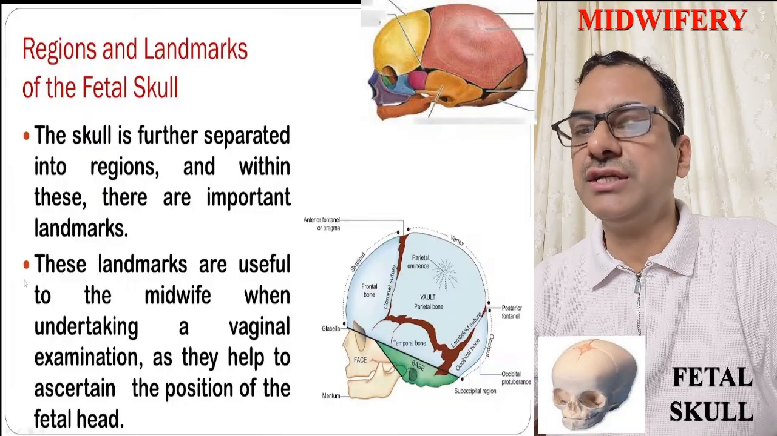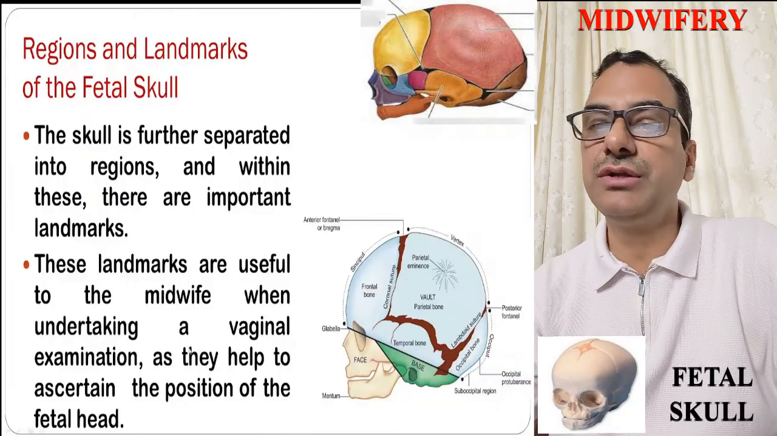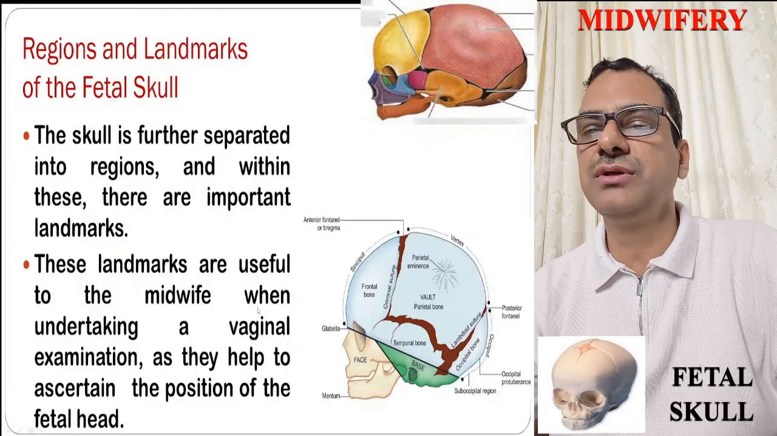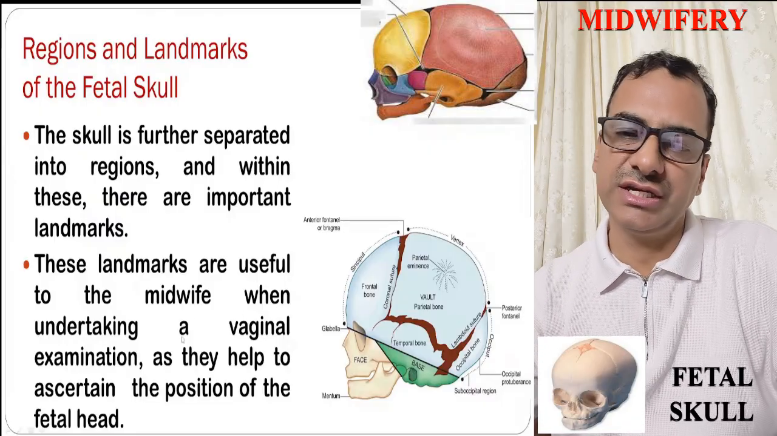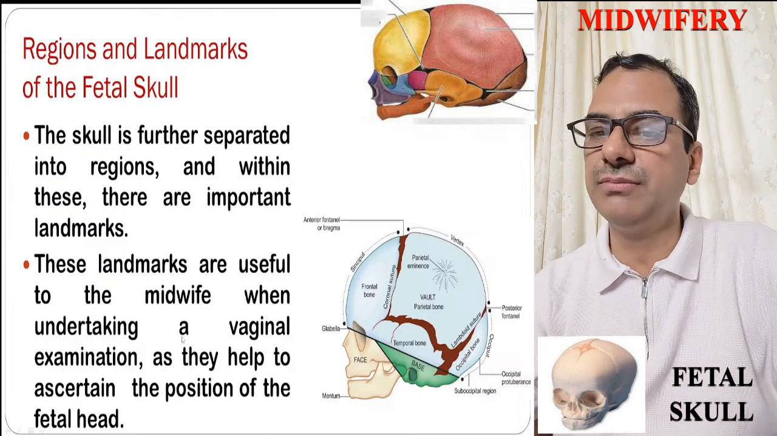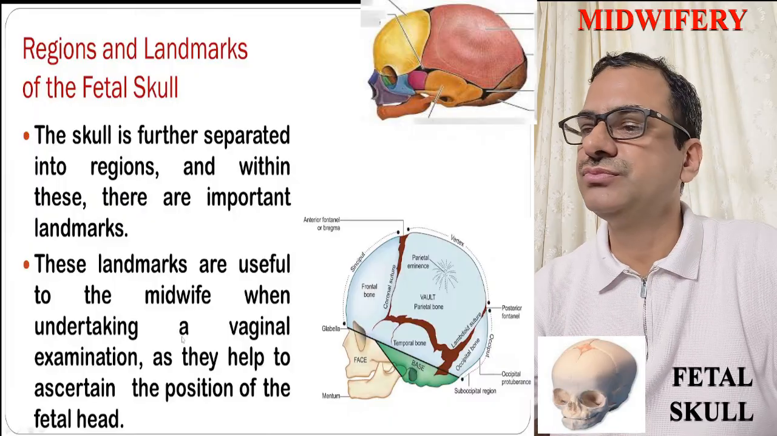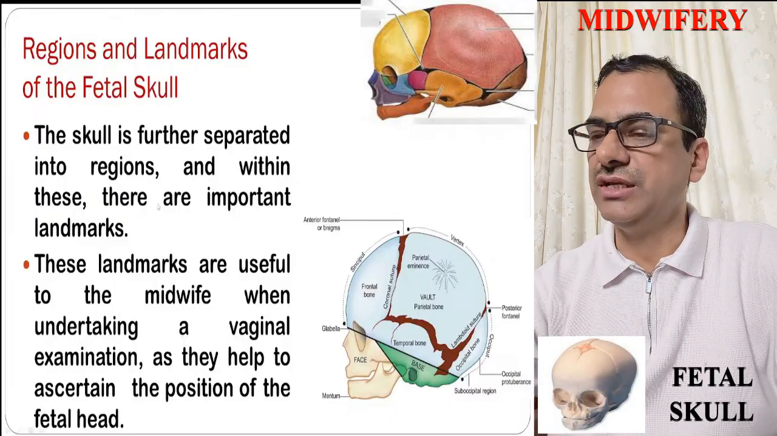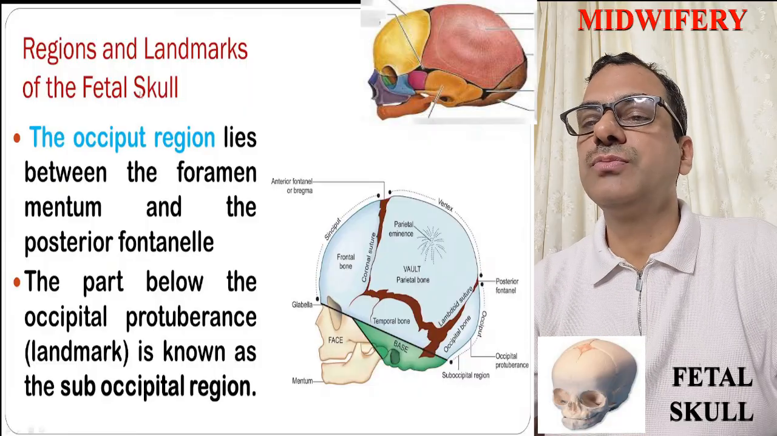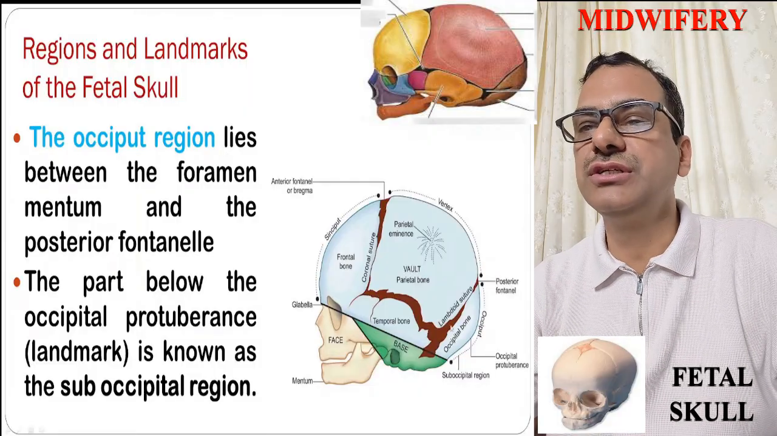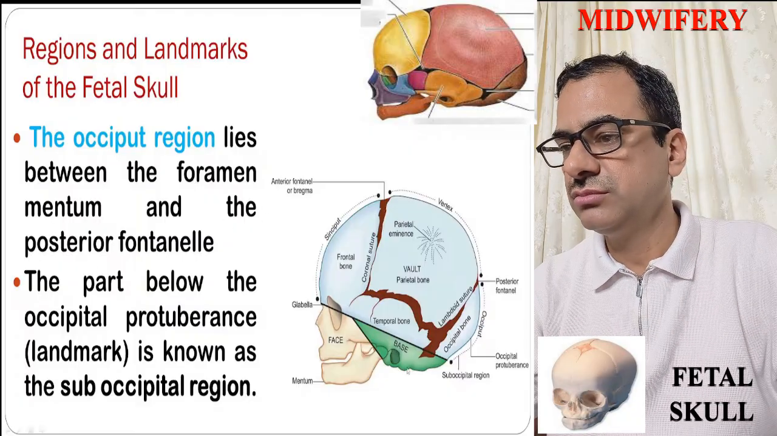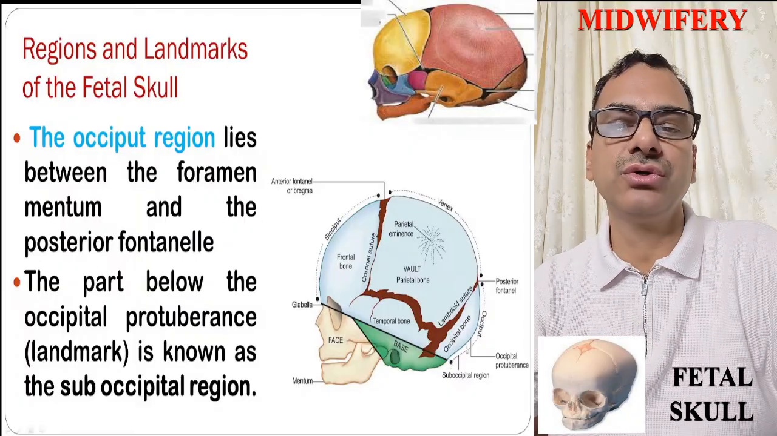Before this, we can understand why these landmarks are important, because they are useful for midwives when undertaking vaginal examination or PV examination, as they help to ascertain the position of the fetal head. We can feel the first region, the occiput region. The occiput region lies between the foramen magnum and the posterior fontanelle. So this one is the occiput region.